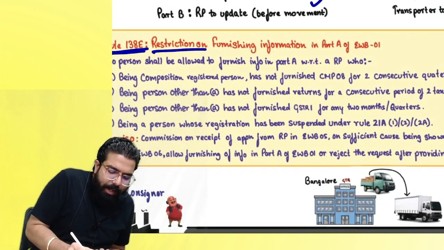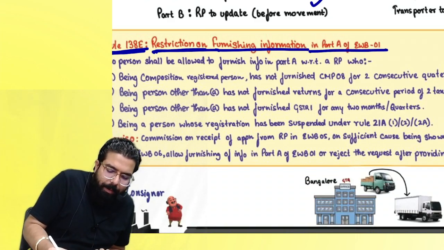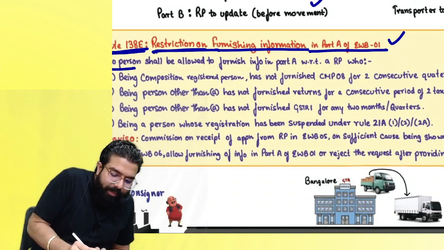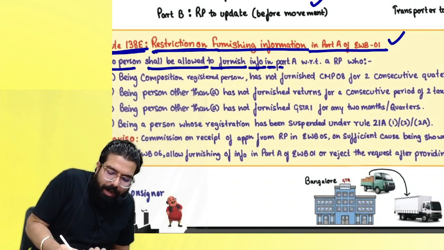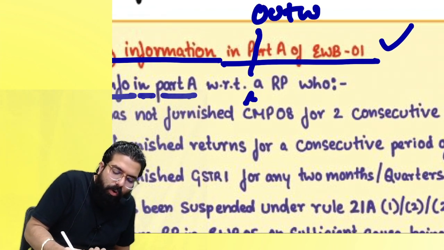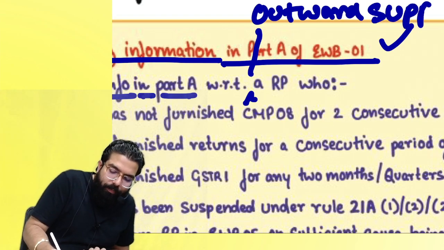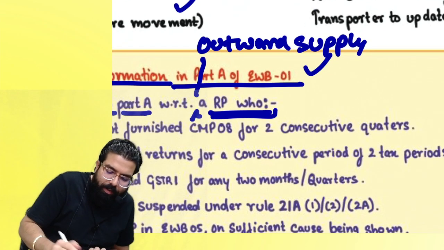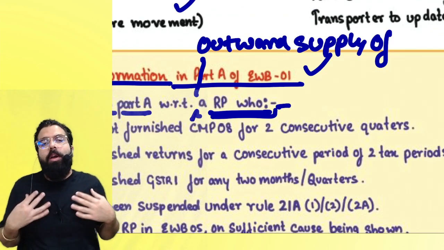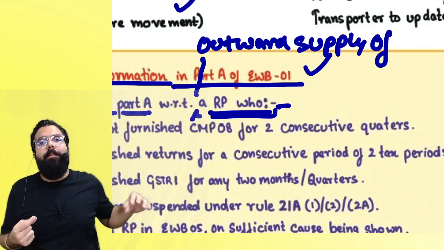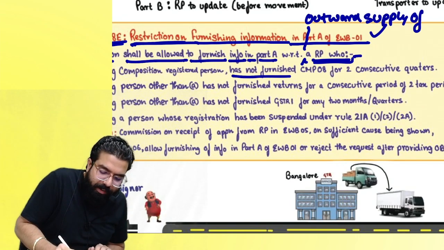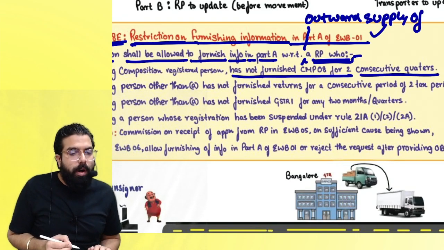Rule 138E, restriction on furnishing information in Part A. Your e-way bill system will be blocked when no person shall be allowed to furnish information in Part A with respect to outward supply of a registered person who. So my e-way bill portal will be blocked. It means I will not be able to generate an e-way bill for my outward supply when I am a composition dealer and I have not furnished CMP-02 for 2 consecutive quarters.